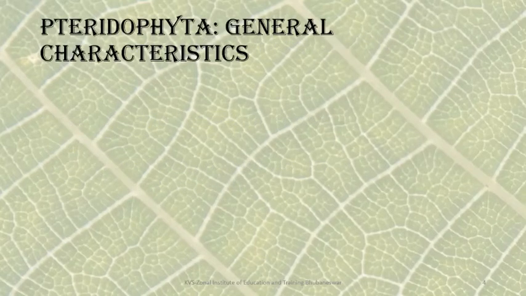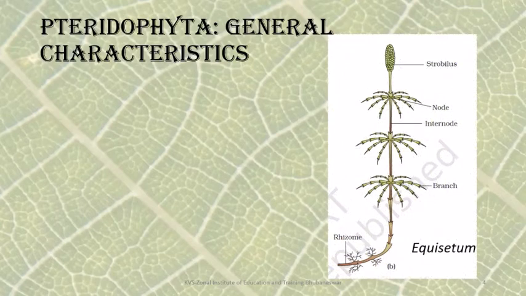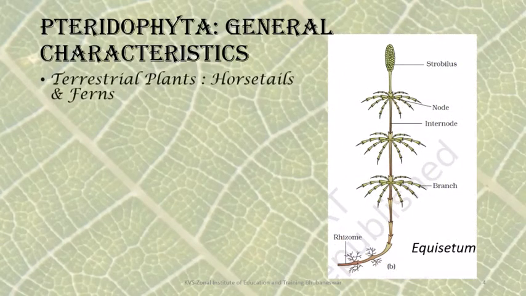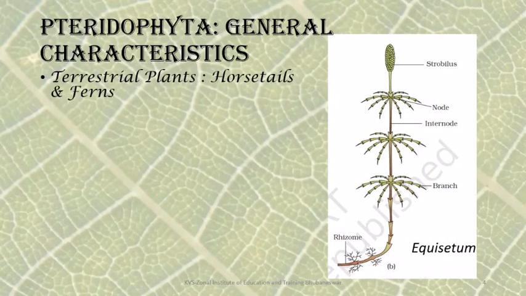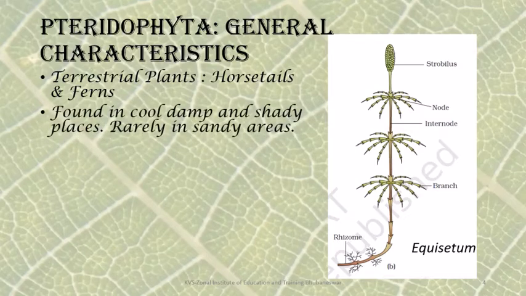Let's begin with some general characteristics of pteridophytes. The pteridophytes were the first land plants, the terrestrial plants, divided into two broad groups, the horsetails and the ferns. They are found in cool, damp and shady places, that is, areas where sufficient moisture is available. They are rarely found in sandy areas.